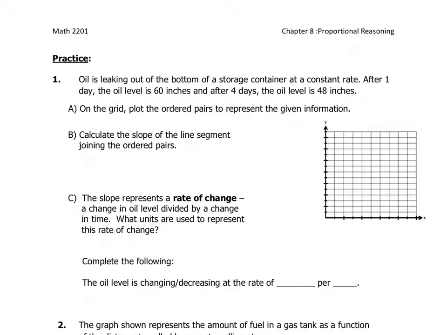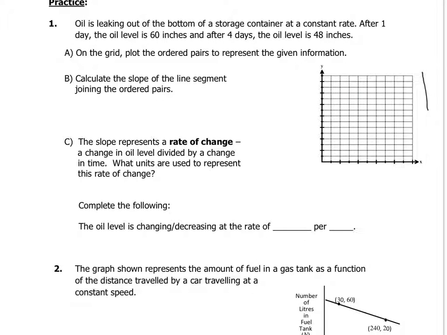Okay, so these are some practice questions now that you can try, and they're on Schoology if you want to look at the answers. I guess I can go through them quickly. It says, oil is leaking out of the bottom of a storage container at a constant rate. After 1 day, the oil level is 60 inches, and after 4 days, the oil level is 48 inches. So on the grid plot, the ordered pairs appear to represent the given information.